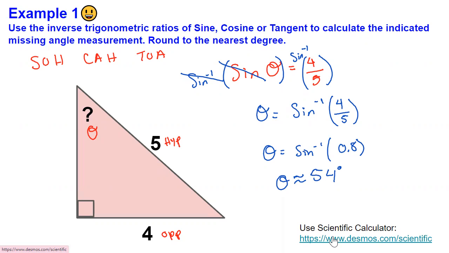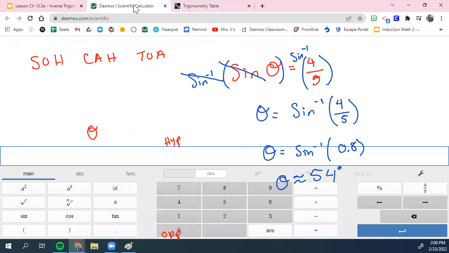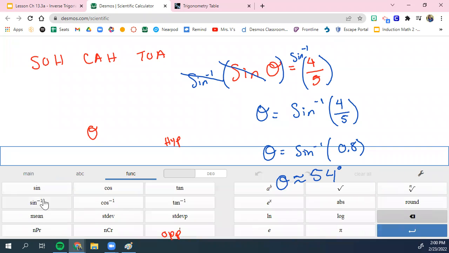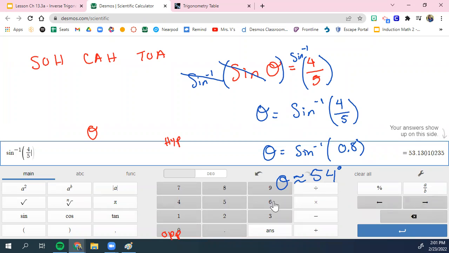If you are using your Chromebook, you can go on to decimals.com scientific calculator. And here's my scientific calculator. In your calculators, you're going to see your functions. Sometimes you have to press shift or second, and you have to look for the symbol that says sine inverse. You see it right here? Do you see it on your calculator as well? Perfect. So I'm going to press sine inverse. I need to write 4 divided by 5, close my parentheses, and it gives me, what's my angle measurement?